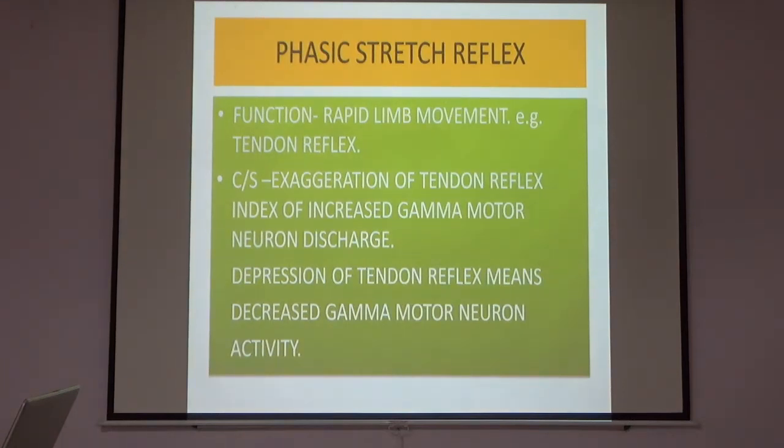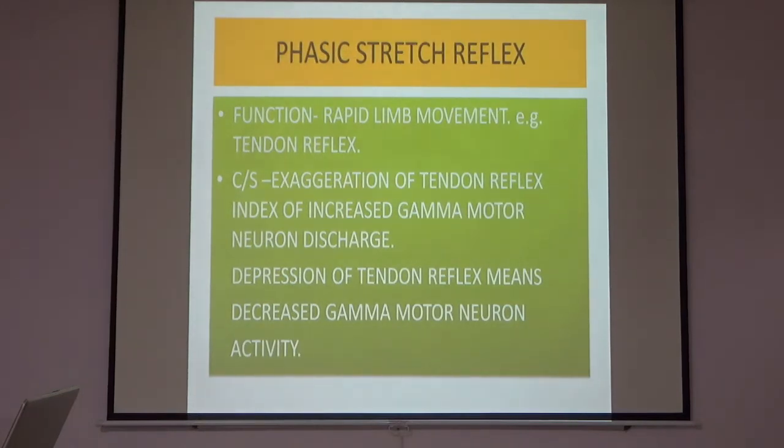Here the function includes rapid limb movements. An example of that is a tendon reflex. So what happens? There is relaxation of the antagonist muscle, which facilitates the movement caused by contraction of the agonist muscle. Such an innervation, where relaxation of one group of muscle causes facilitation of another group of muscle, is called reciprocal innervation, and such inhibition of the antagonist muscle is called reciprocal inhibition.